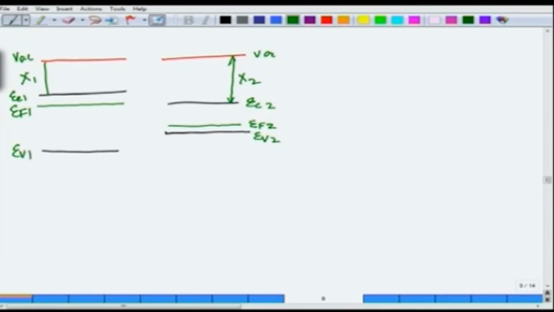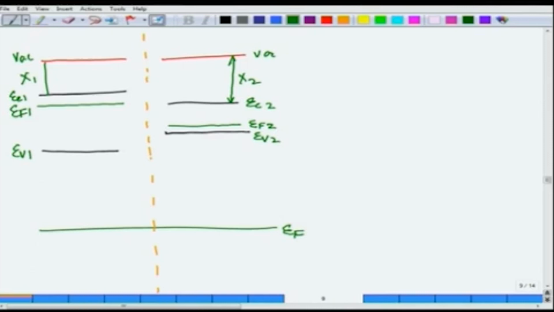Now we again know that if we want to draw the band diagram, it is very easy. What we have to do is first make a common Fermi energy. If you join them, we are going to join them right here. So the first thing to do is make the Fermi energy common. The Fermi energy must be common. So if you make the Fermi energy common, then what happens? That is what we need to look at.